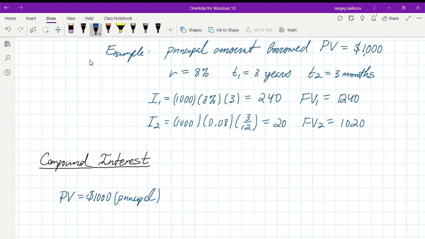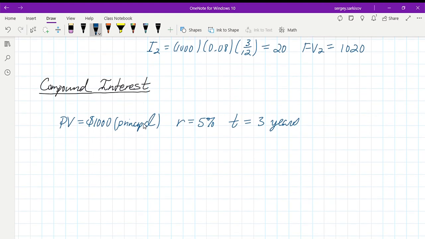Okay. So now, let's make it easy. Let's do percentages, like R is 5%. Maybe let's compare this with before. Now, what happens over 3 years? Let's say T, let's just do 3 years. Usually this is an annual rate, 5% annual rate. What is the future value?